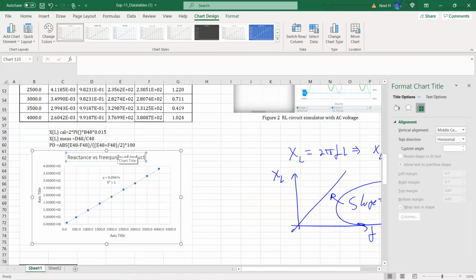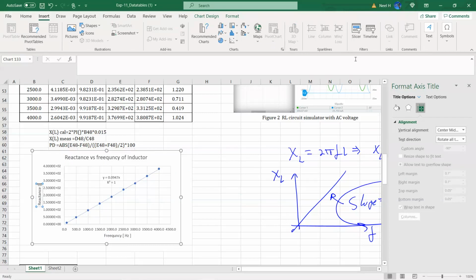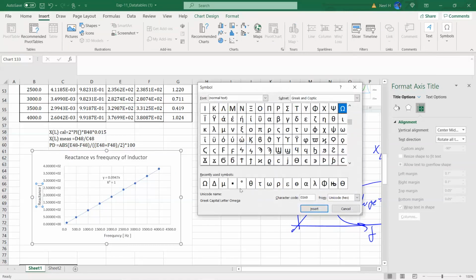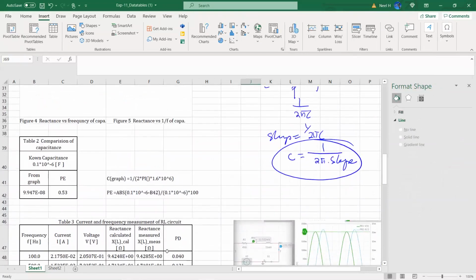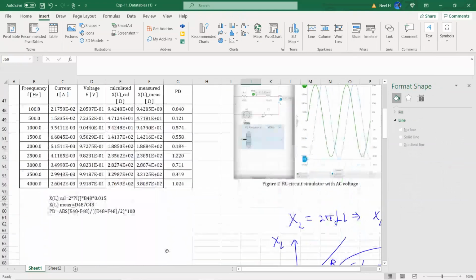For the chart title, we can say reactance versus frequency of inductor. The x-axis is simply the frequency, unit hertz. The y-axis should be reactance, unit ohm. All right, any question? And this should be our figure number 6.